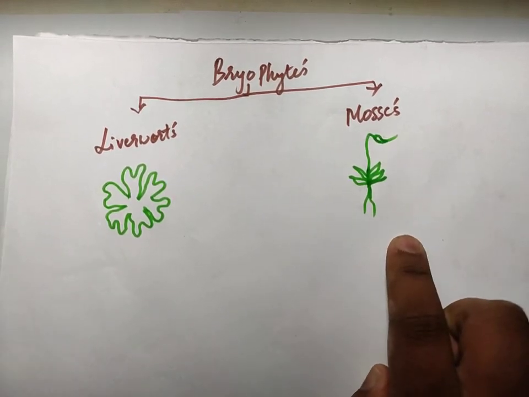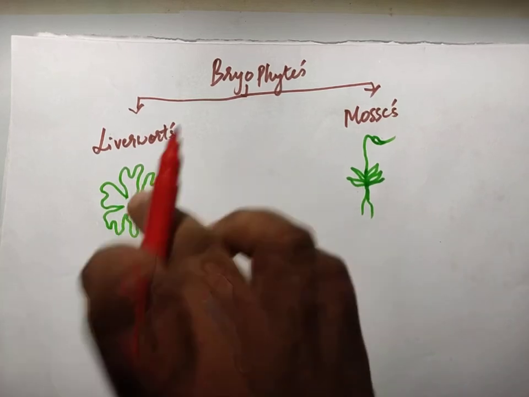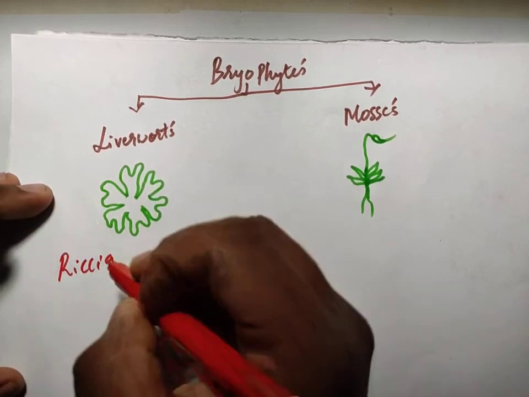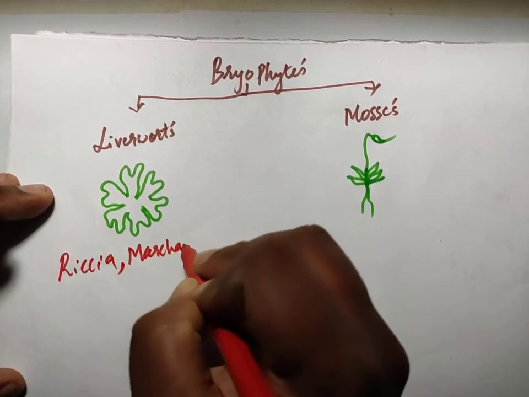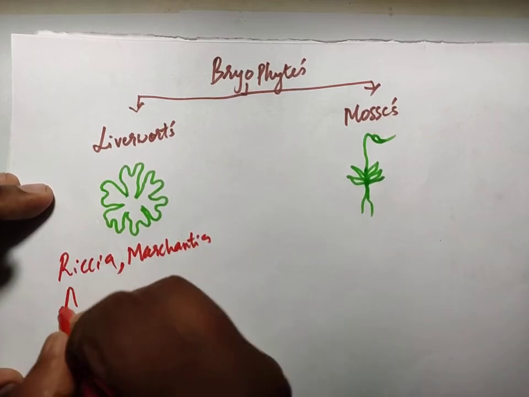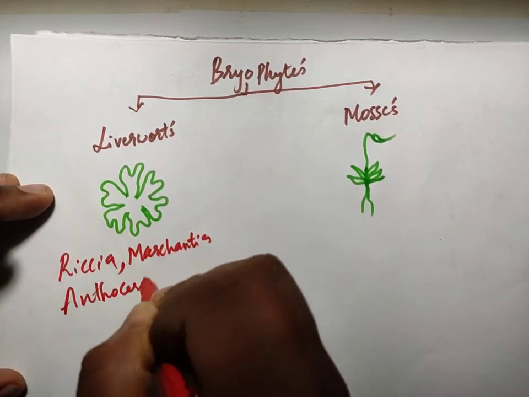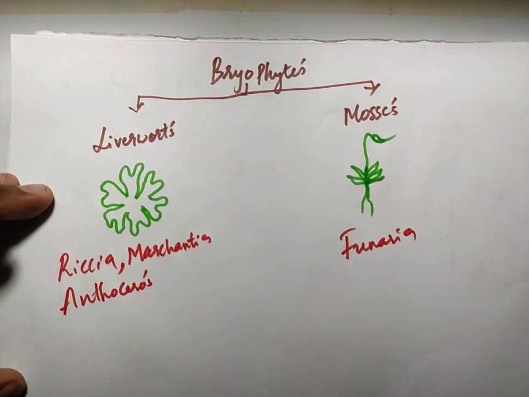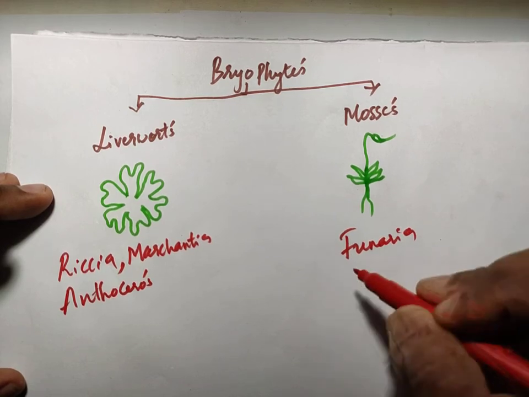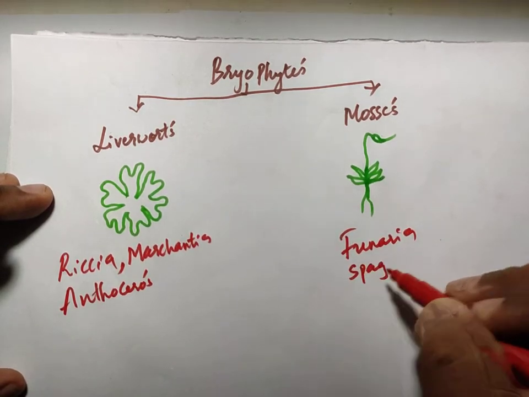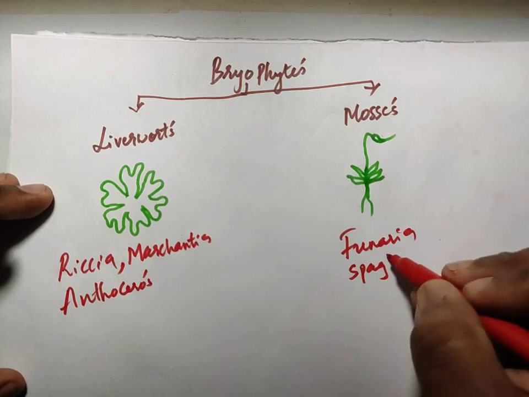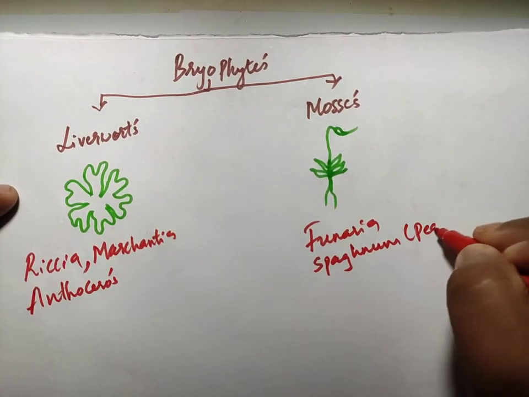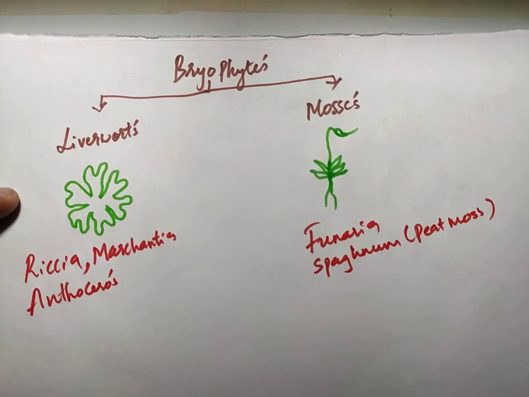Now what are the examples of liverworts? An example of liverworts is Riccia. Then one more example is Marchantia, and one more example is called Anthoceros. For mosses you can take an example of Funaria. Funaria is the example. Then one more example is Sphagnum, which is also called peat moss.